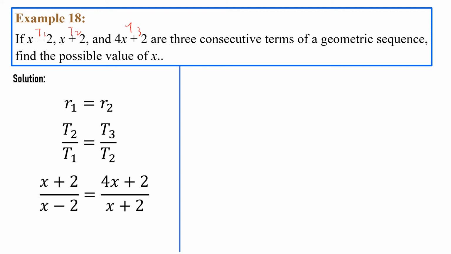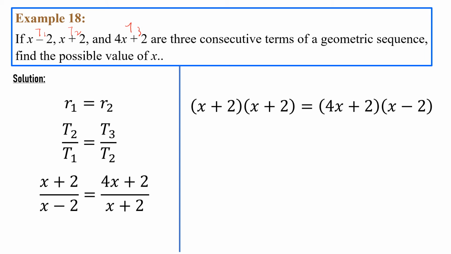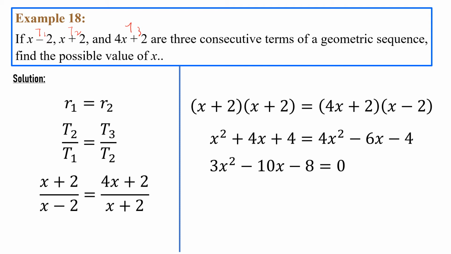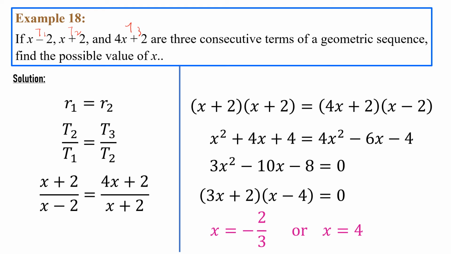So substitute our term, so we get x plus 2 over x minus 2 for the R1 is equal to 4x plus 2 over x plus 2. Cross multiply, expand both sides, and simplify until we get quadratic equation that equal to 0. Factorize this equation, we get 3x plus 2 times x minus 4 equal to 0, and now we have two values of x equal to negative 2 over 3 or x equal to 4.